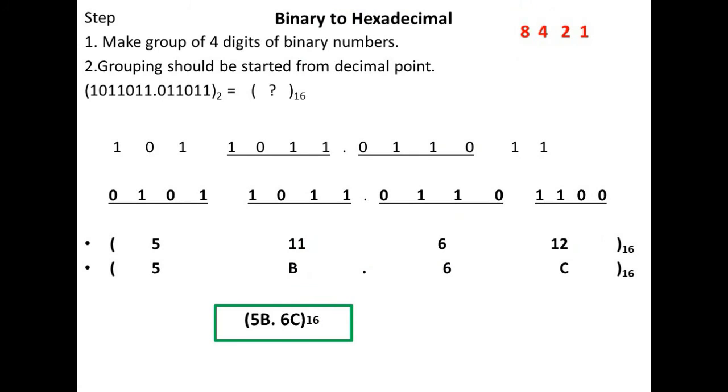Now let us solve some questions. Here we want to convert this binary number into hexadecimal, and we have seen that for hexadecimal, 4 digits are required. It means in this case we have to make groups of 4 digits, and grouping should start from the decimal point, and then these 4 digits are converted into hexadecimal, which we have already understood. So write this number with proper spacing. We have written this number. Think about this decimal point and start grouping. For the integral part in this direction, for the fractional part in this direction.